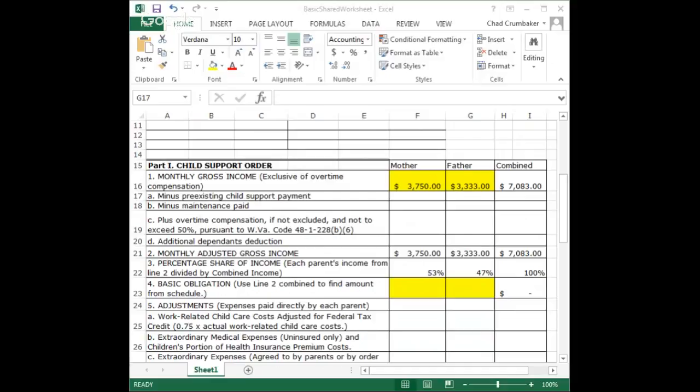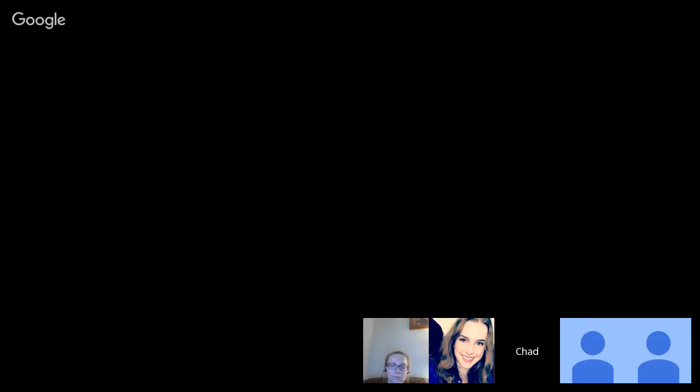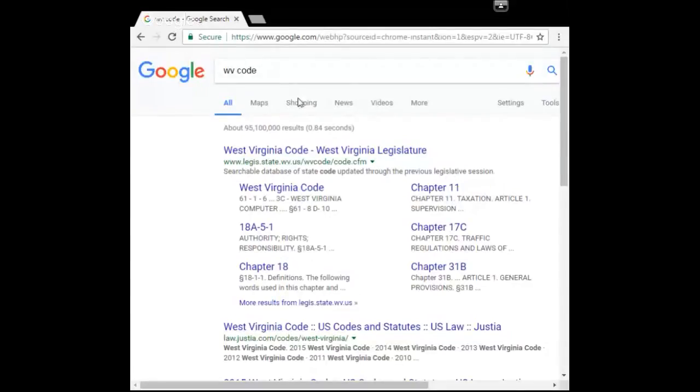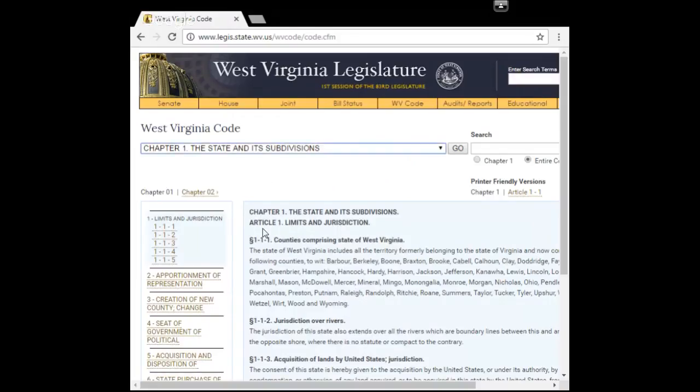Okay, so let's go ahead and see if I can not screw it up too bad. West Virginia Code. I better share that. Okay, I'm sharing West Virginia Code a second. We come into the West Virginia Code, and we're going to figure out if we have 2 kids, and how much income was it? You remember? $7,083 was our combined income, right?